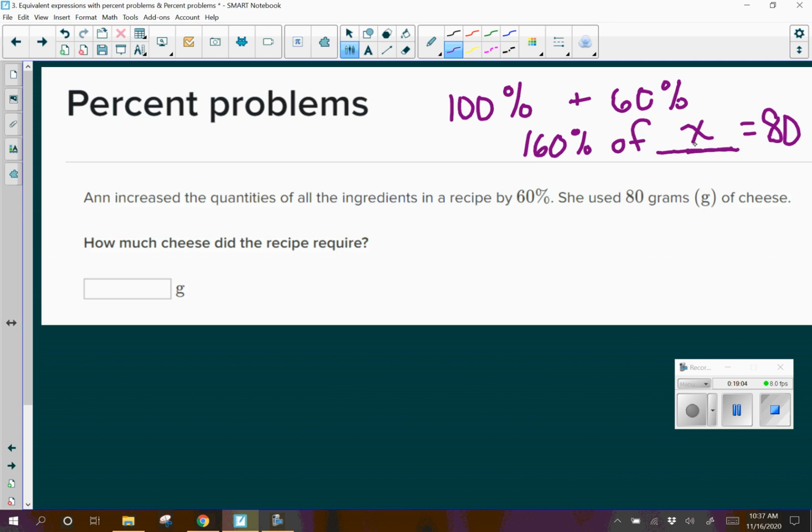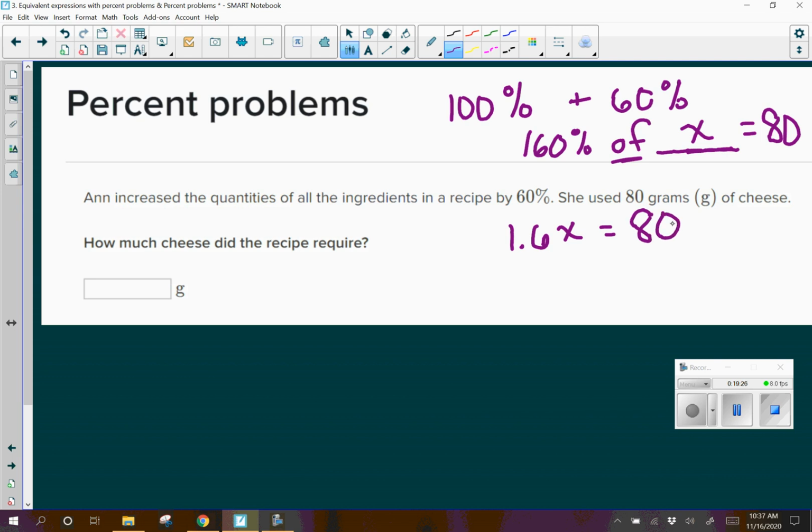160% of X is going to give us the 80 grams. So you could do this a couple different ways. We could set up a proportion, or we could do it algebraically. Well, my decimal for 160% is 1.6. We know we're doing multiplication here, so 1.6x is going to equal 80.